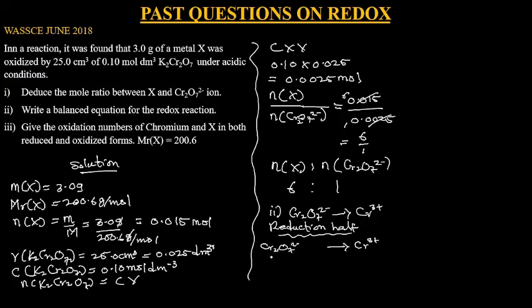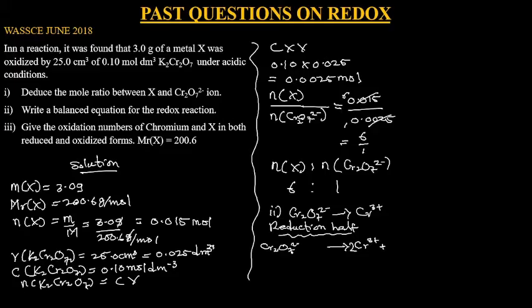Okay, now if you check the left side, you have two chromiums, and on the right side is only one. So we have to balance that. We do that by bringing two here. Okay, so the chromium is balanced. Now, how do we balance oxygen? Remember, this is acidic medium. So to balance oxygen, we have to count the number of oxygens we have there, which is 7.